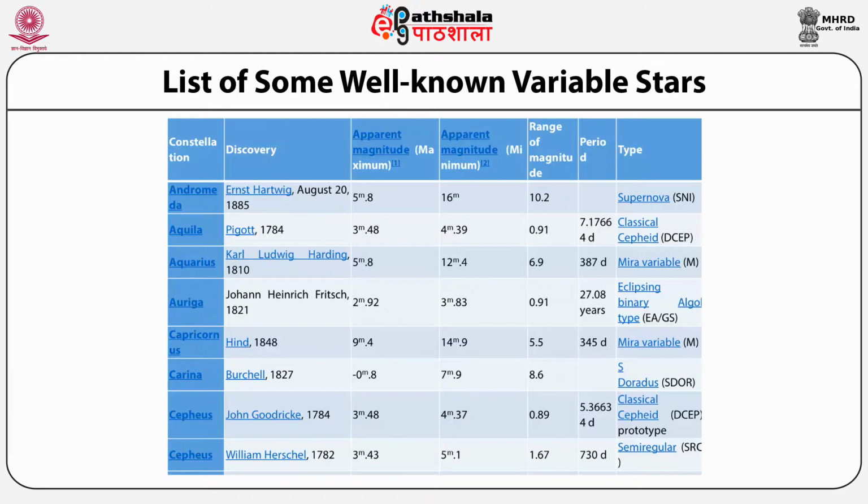The first one is Andromeda. Let me check a few of them. The first one is Andromeda. It was discovered by Ernst Hartwig on August 20th, 1885. Its apparent magnitude is 5.8 and the minimum magnitude is 16. The range of magnitude varies somewhere around 10.2, and its period of oscillation is not shown here, but its type, that is the type it belongs to, is supernova type 1.